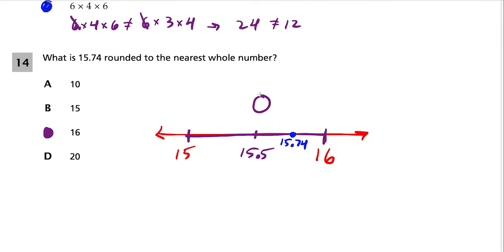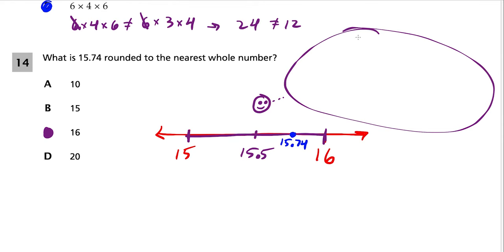But if you don't actually want to draw the number line out, it's better to just understand the basic technique. When you look at this number, you're rounding to the nearest whole number, so we're rounding to the nearest digit right to the left of the decimal. So we look to the right, and I see a 7. And the rule for rounding is that when the digit is greater than or equal to 5, which this is, we round up. So this entire number rounds to 16.